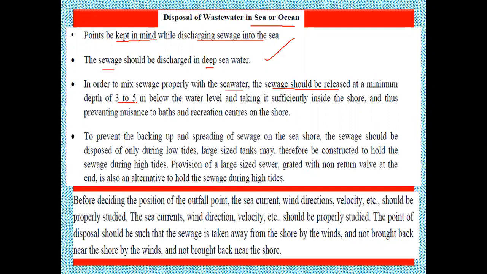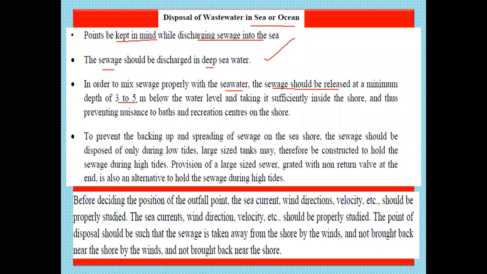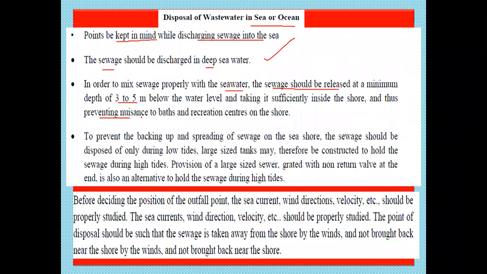So what is the average height of a person? The average height of a person may be 1.6 meters to 1.9 meters. So if you see 2 meters, 3, 4, 5 meters, at 5 meters depth your sewage is being released, right? And thus nuisance to bathing and recreation centers on the shore is prevented.